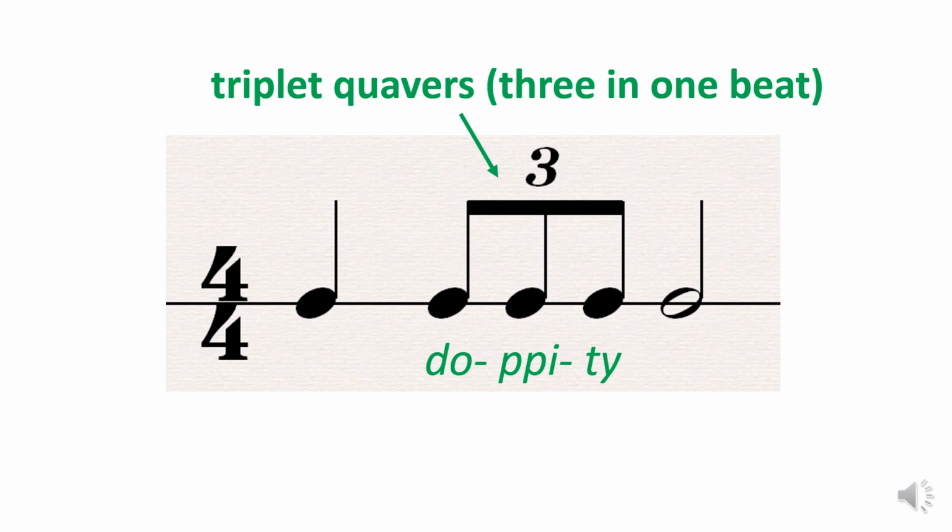As you'll remember from earlier, we also have here a crotchet, which is 1 beat or do, and a minim, which is 2 beats or do. So the whole rhythm would sound like this: do, doppity, do.